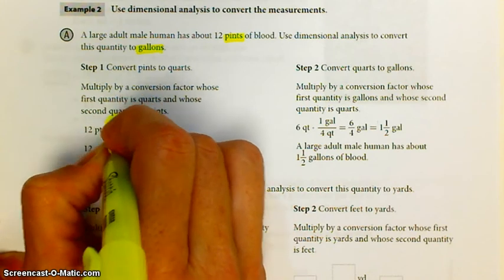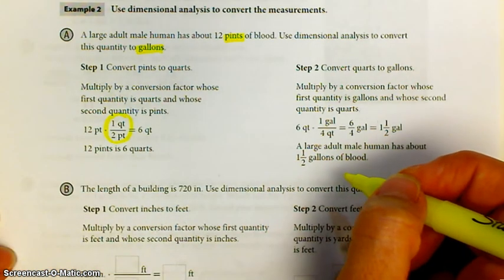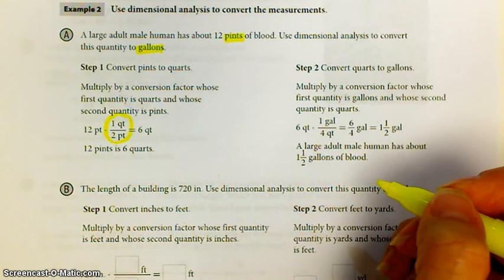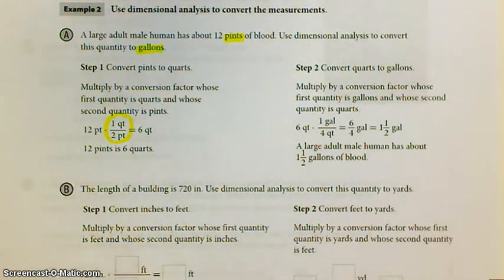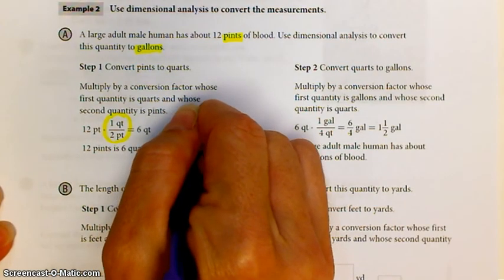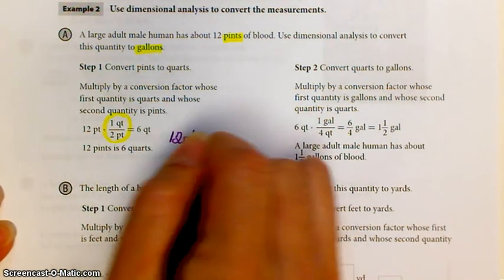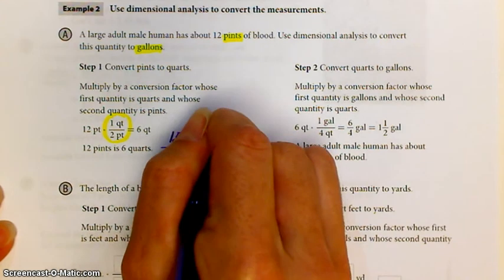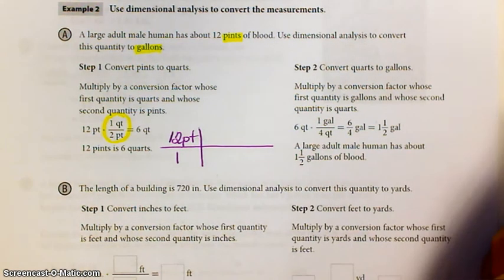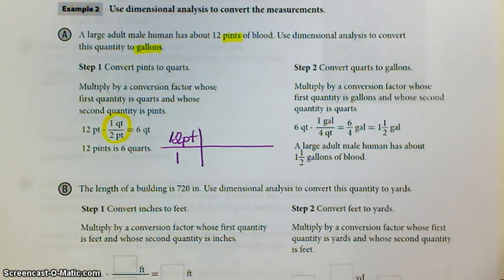So the first thing that they're going to do down here is go from pints to quarts. Okay? So they're going to take the 12 pints that they have, 12 pints, and you know what I'm going to do? I'm going to do them like so. I'm going to just put the 12 pints over 1 just to make it look more like a fraction. 12 over 1 is still a value of 12.